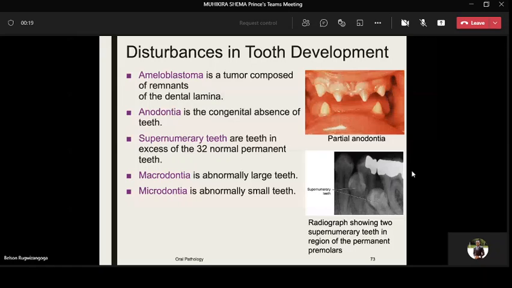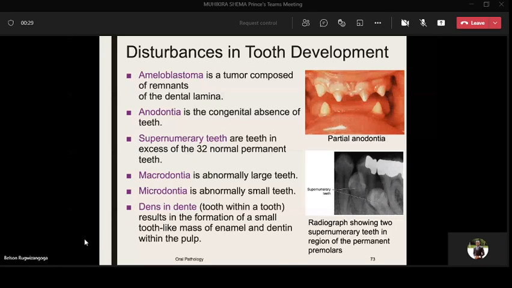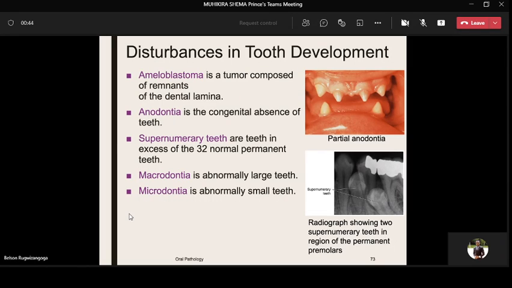Macrodontia, one tooth can be very large, and micro will be when there are small teeth. Dens in dente, a tooth within a tooth, results in the formation of a small tooth-like mass of enamel and dentin within the pulp. So this can happen, and you will see it on X-rays.